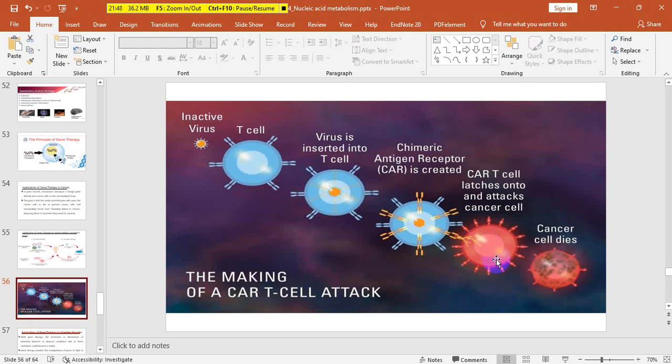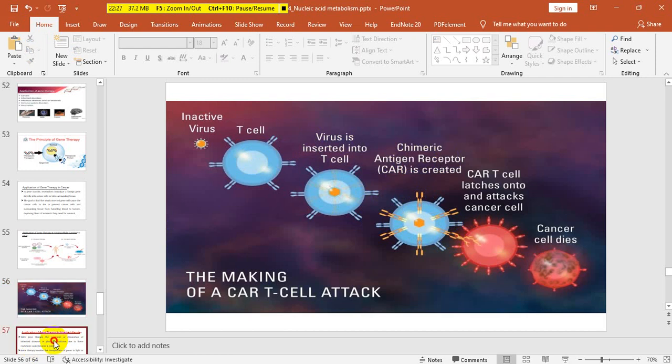The cancer cells, and attack them and kill them. So we have the chimeric antigen receptor, that's a CAR T cell, latches onto and attacks cancer cells. So we use an inactive virus. It's like a vaccine we are developing. We use an inactive virus, put it in a normal T cell of a normal immunocompetent human being, and the virus will enter the T cell. The T cell will produce chimeric antigen receptor, an antigen receptor that resembles that of the virus, then it will now fight cancer cells.